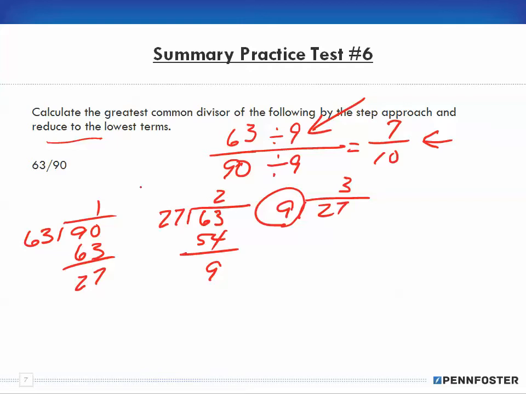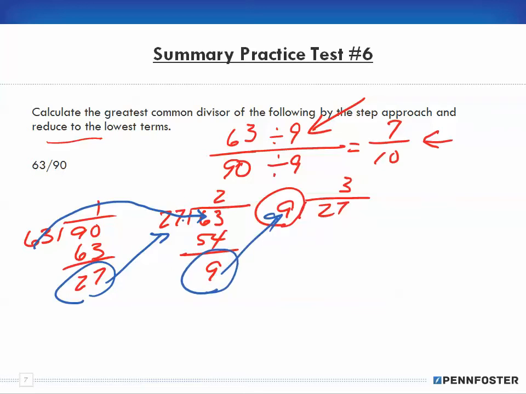Now, this was using the step approach, and notice what happens with the step approach. I started out by dividing the 63 into the 90, and I ended up with 27. Well, that 27 becomes my new divisor, and my previous divisor is now what gets divided into. Then when I have a remainder here, that becomes my new divisor, and my 27 from the previous one is now what gets divided into.